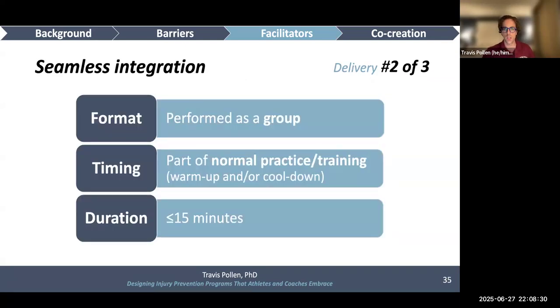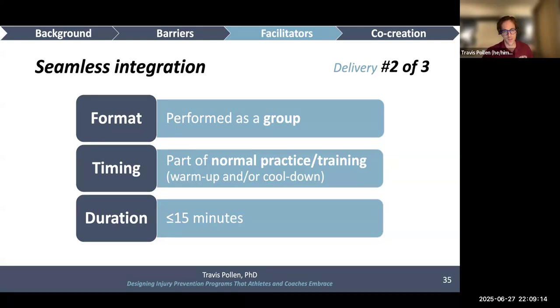Then we have the seamless integration facilitator. So with this one, the program is being incorporated right into their normal routine. So they're doing it all together as a group, either before practice or after practice, or some of it before and some of it after as warm up and cool down. And we can figure out what the best time to do it is based on trying to minimize those side effects that they're worried about in terms of fatigue and soreness. So we don't necessarily want to place really fatiguing exercises in warm up because that will impair performance afterwards. So maybe, for example, instead of doing Nordic hamstring curls before practice, we do those after practice.